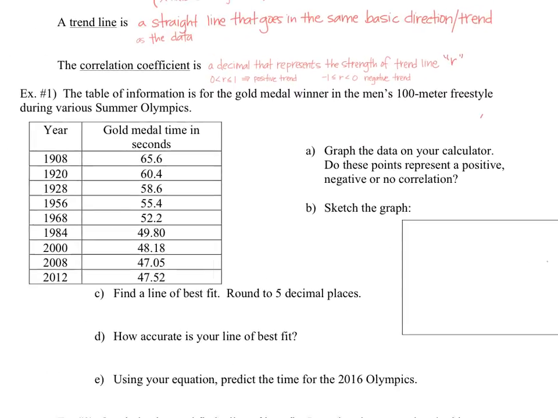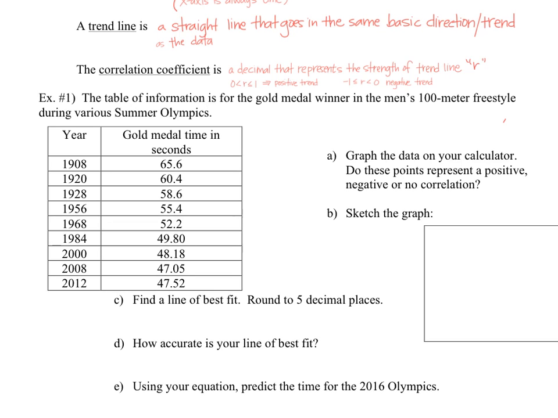So what I'm going to teach you today is how to put some data, and this particular data measures how fast men have swum the 100 meters in the Olympics since 1908. And we're going to see if there's a trend to that data. And we're going to learn how to make a graph for it. We're going to learn how to make a trend line that goes through it, and then see what we can do with that, okay?